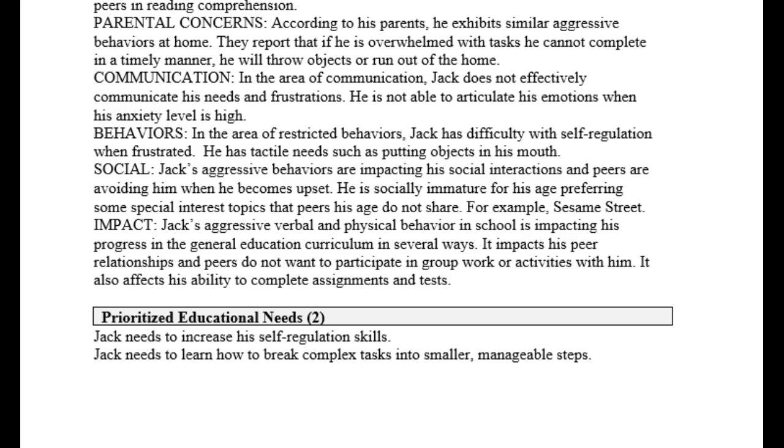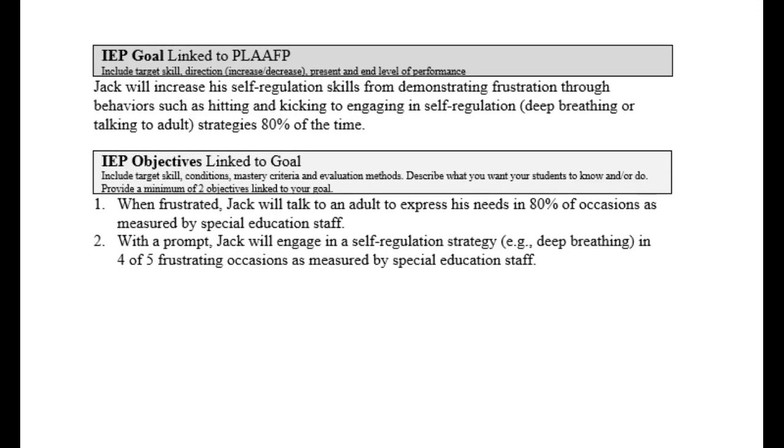From your present levels, you will identify educational needs. Everything must be linked. So here we see that Jack needs to increase his self-regulation skills, and he needs to learn how to break complex tasks into smaller, manageable steps so he's not so frustrated. Your need statements will be directly linked to the goals and the objectives. Everything has to be connected.